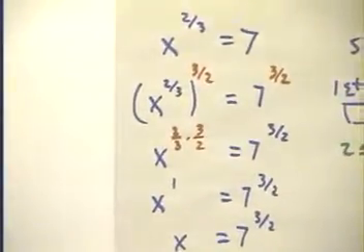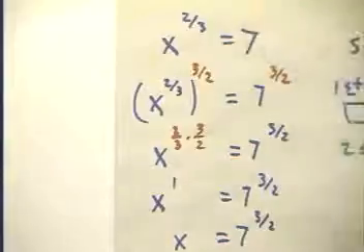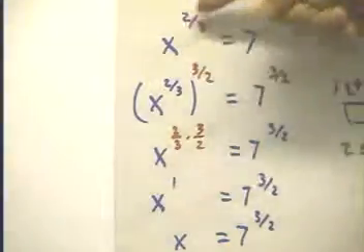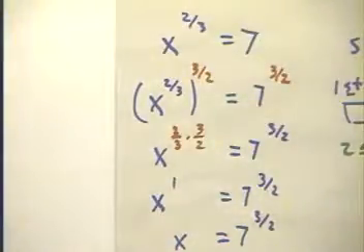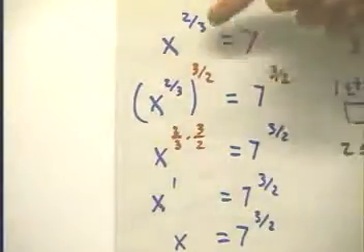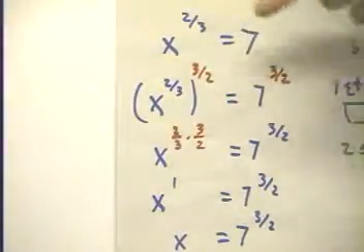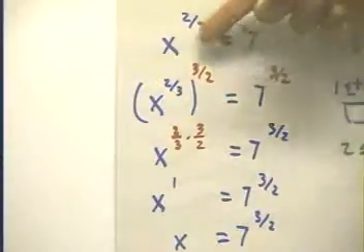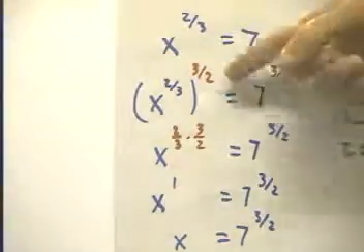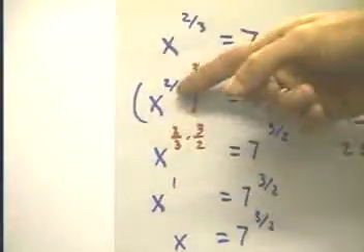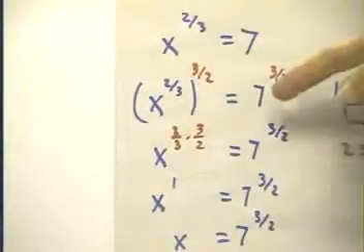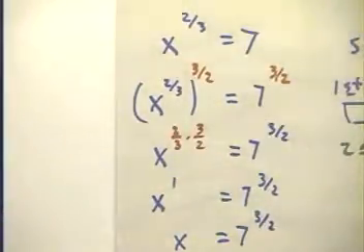If you want to solve an equation like x to the 2/3 equals 7, that's an x to the p equals some number, you take the 1 over p power of both sides. Now the reciprocal of the 2/3, the 1 over p if p is 2/3, is clearly going to be 3/2. So we take the 3/2 power of both sides, we get x to the 2/3 raised to the 3/2 equals 7 raised to the 3/2.